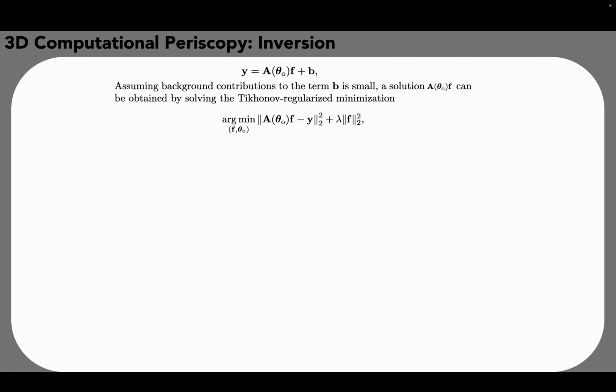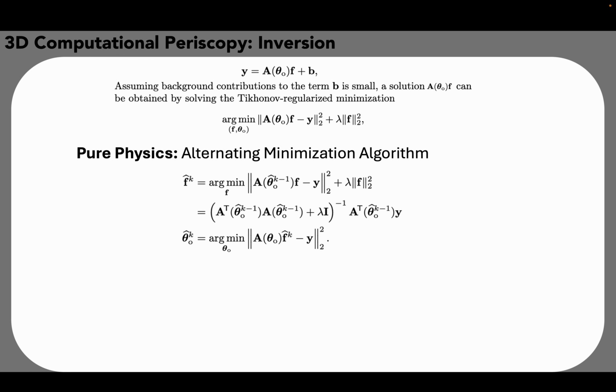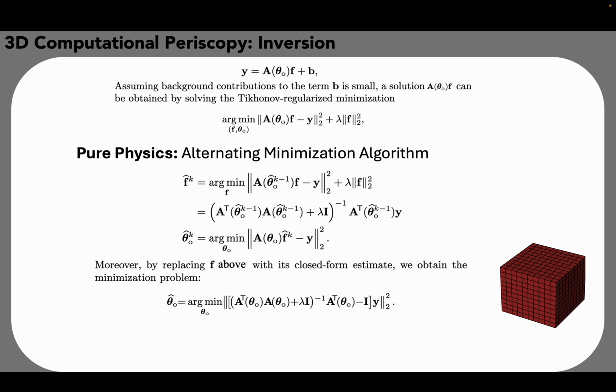We formulate a Tikhonov regularized inverse problem to recover the hidden scene. This problem can be solved via an alternating minimization algorithm. However, a dense 3D occupancy grid is required to represent real and dense 3D objects. This is precluded by high computational and memory demand. Moreover, by replacing f above with its closed form estimates, we obtain a new minimization problem, where theta is computed without explicitly computing f.